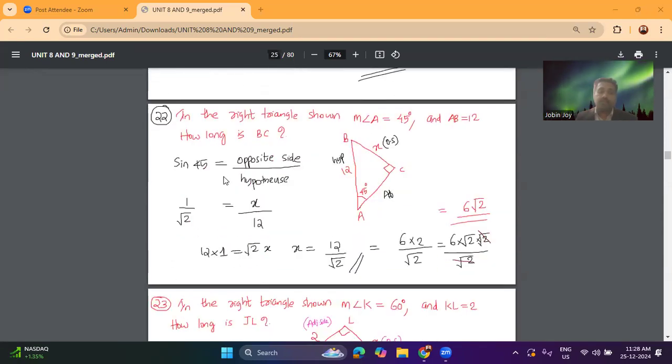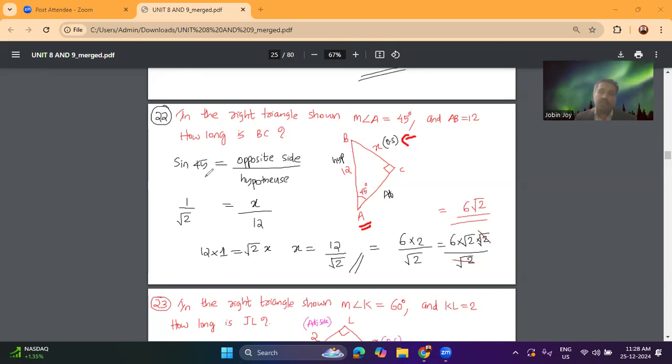Question number 22. In the right triangle shown, angle A is 45 degree. So this angle is 45 degree and AB is 12. AB is the hypotenuse. This is 12. How long is BC? You have to calculate BC. BC means the side opposite to this angle. That means opposite side, and I know the hypotenuse. So which relation will you apply?